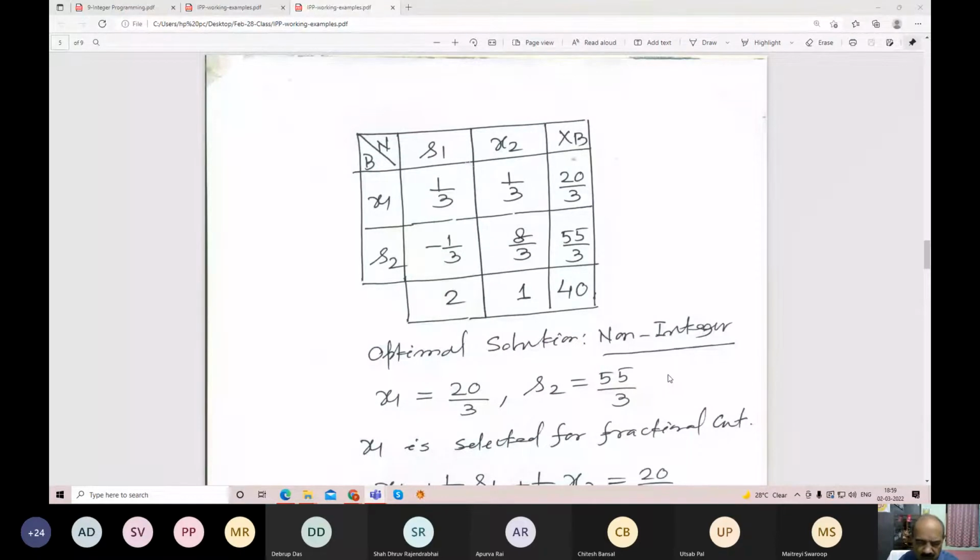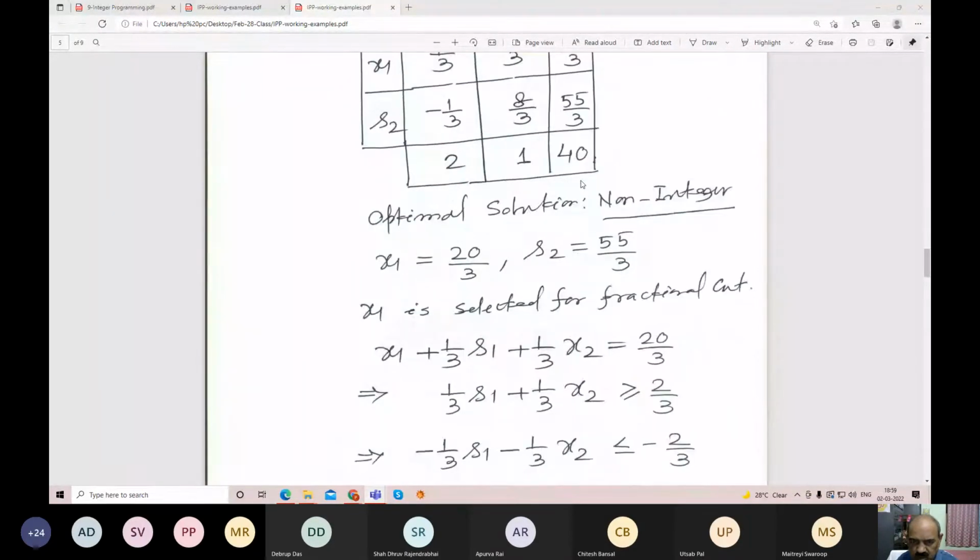Now this is also optimal. Optimal means all the indicator row elements are non-negative. In the optimal solution, what is x1? 20 by 3. It is not an integer, it is non-integer. Then S2 is also non-integer, 55 by 3. For 20 by 3, the fractional part is 2/3. For 55 by 3, the fractional part is 1/3. The largest fractional part is selected. So x1 is selected because it has the largest fractional part.